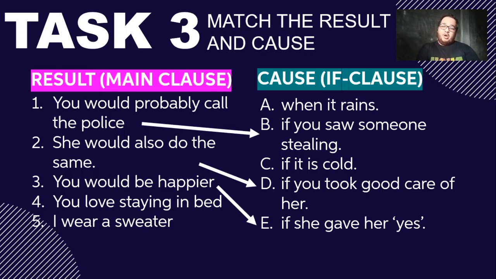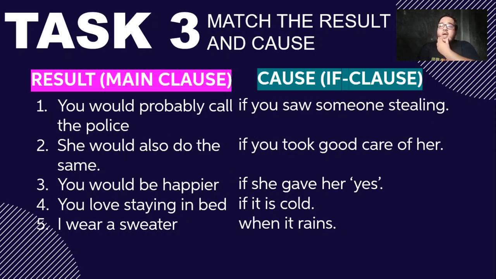How about number four? You love staying in bed if or when? If it's cold, that is generally true. Okay, that is factual. And number five, I wear a sweater when it rains. So those are the results and its correct cause. Now let's study this result and clause.